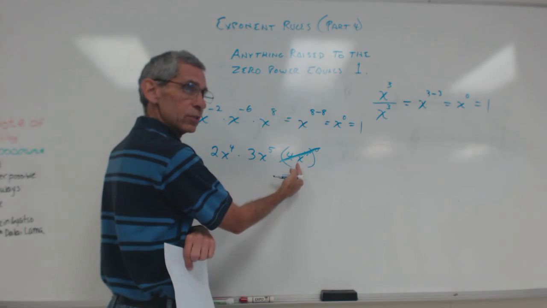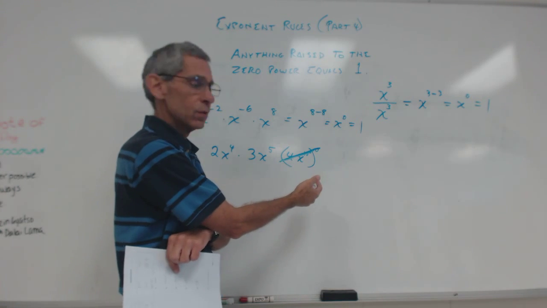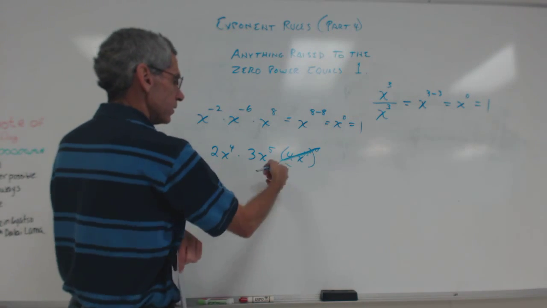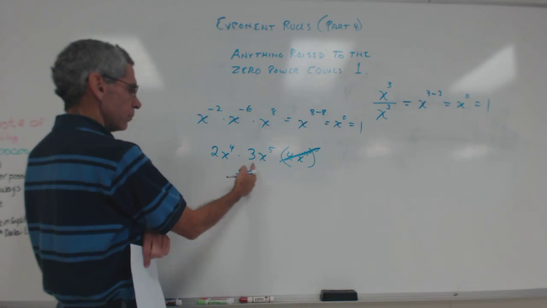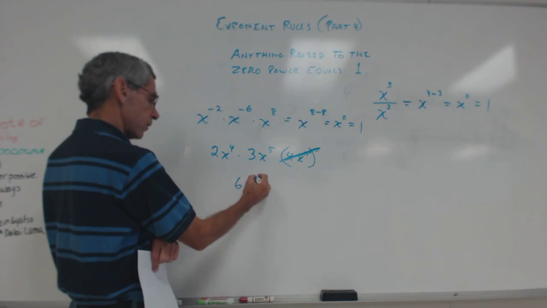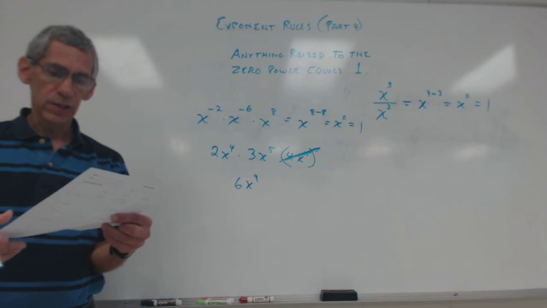It's not a 0, it's just a hidden 1. I don't need to add a 1 because it's 1 times this, it's going to be just this. So I just cross it out. Now it's just this. 2 times 3 is 6. X to the 4 times x to the 5 is x to the 4 plus 5, which is x to the 9. Easy peasy.